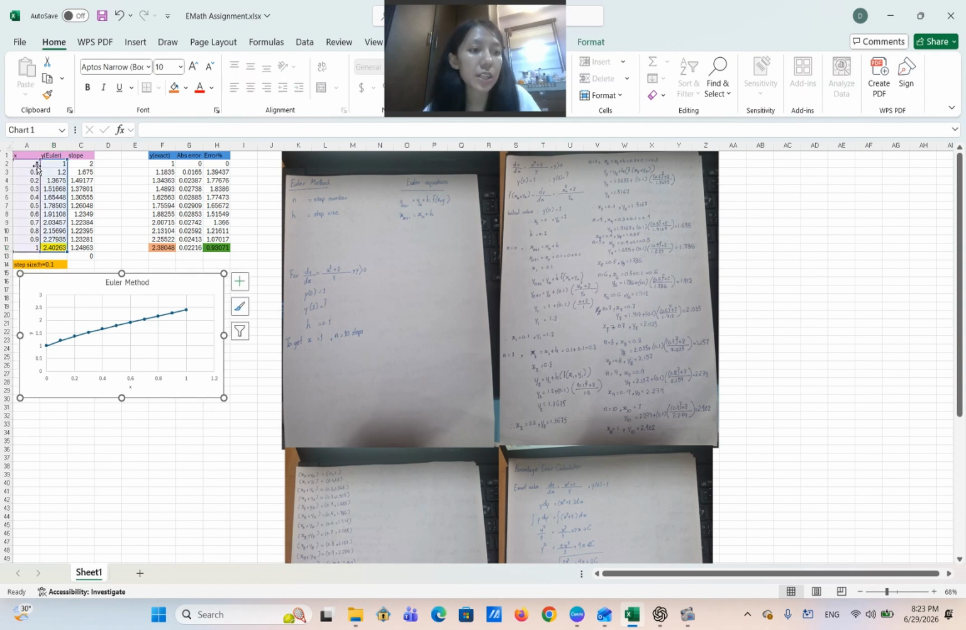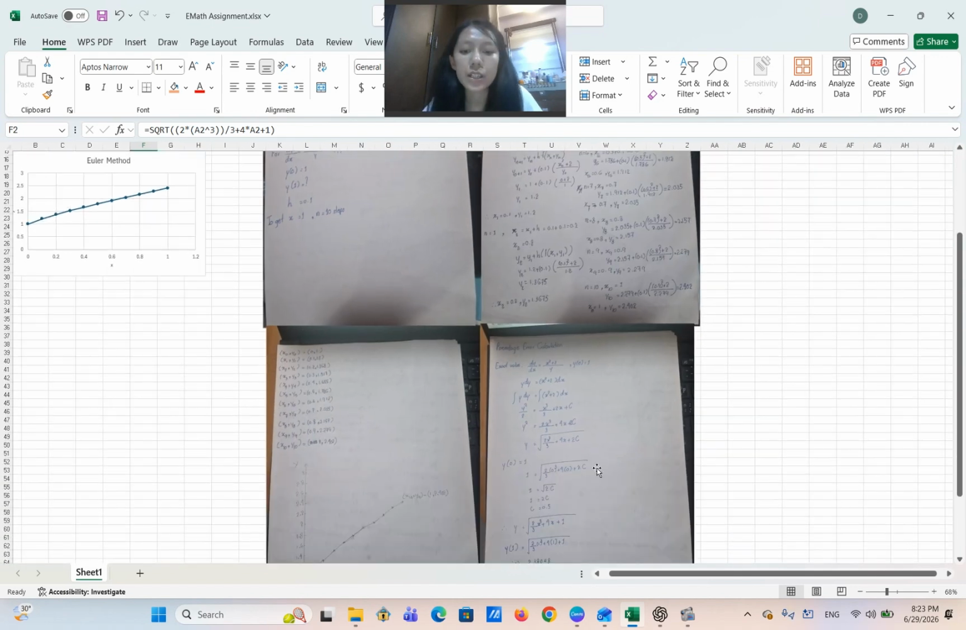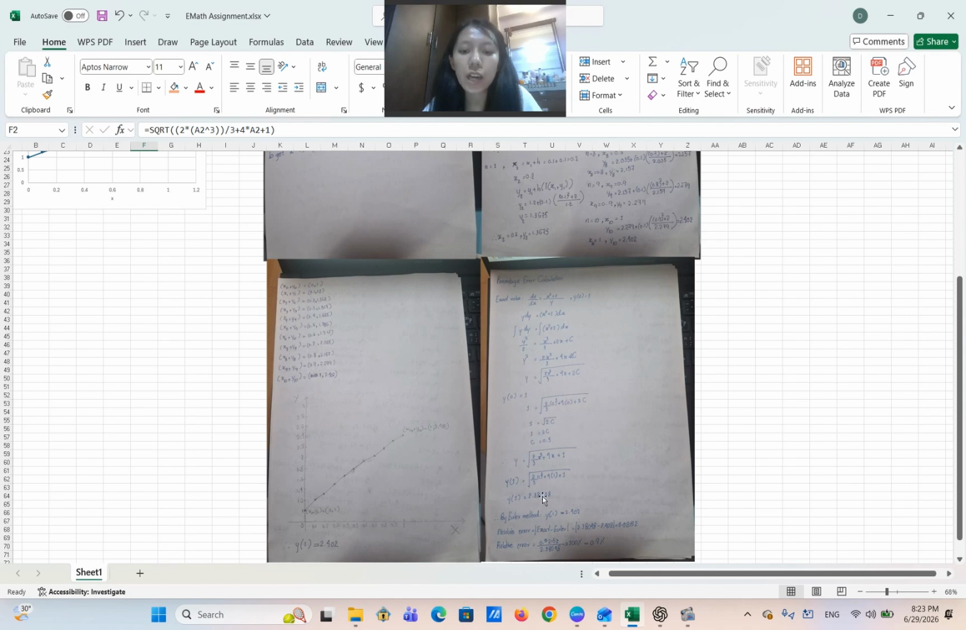This graph is the data from the Euler method. Here are the y values, which are the exact values of y. This equation is from this formula. I use this formula in Excel.